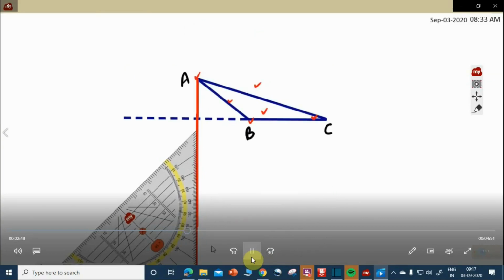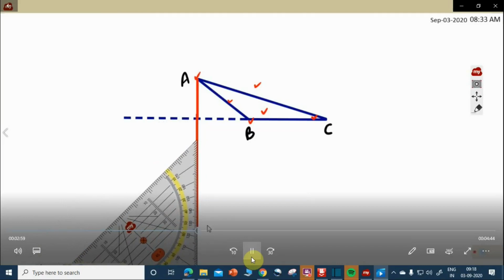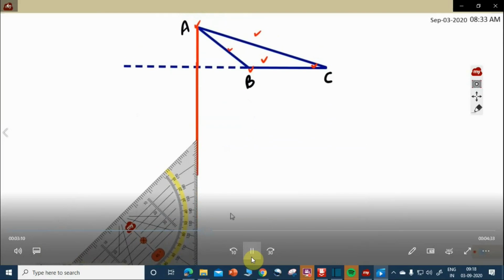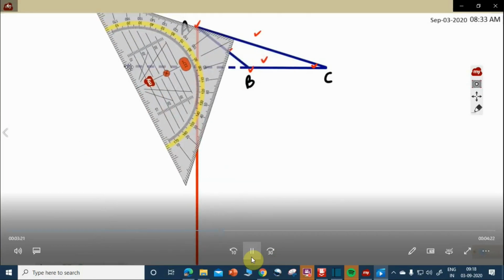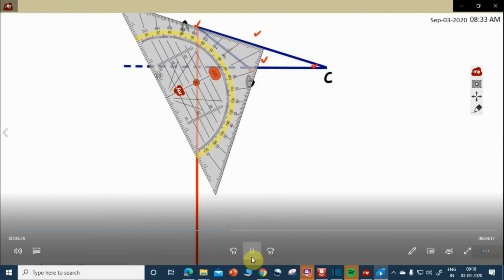So when we extend it and when we redraw it, we should be very careful. And this takes time. You should also take time because it requires a little bit of extra concentration to complete the drawing. Okay, now it is okay. So we will extend the altitude. We'll go to the other side with the help of the set square. We can draw another perpendicular from the side AC to the opposite vertex, which is B.